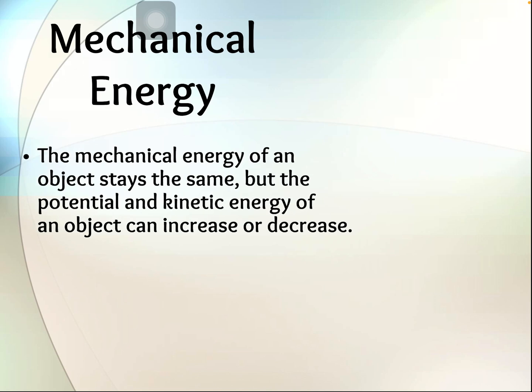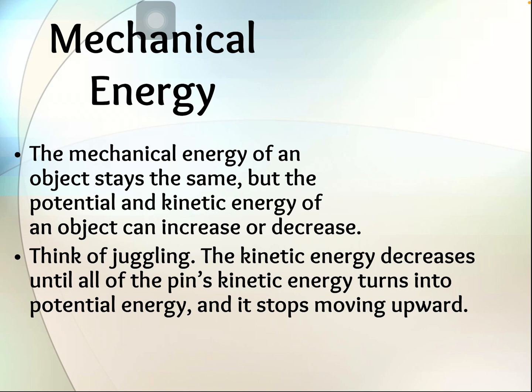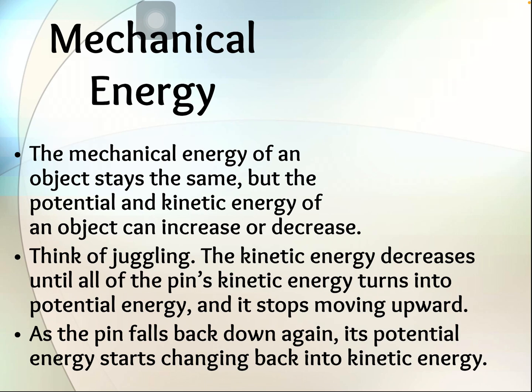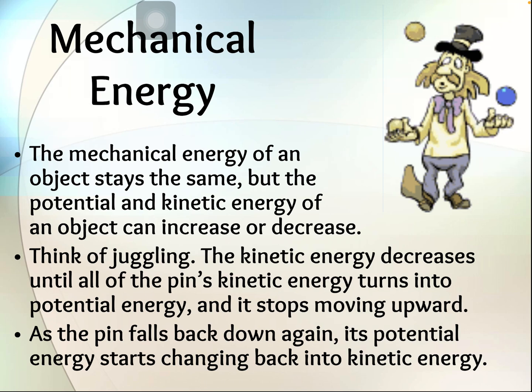The mechanical energy of an object stays the same, but the potential and kinetic energy of the object can increase or decrease. Again, we looked at this yesterday on the energy skate park. Think of juggling. Kinetic energy turns into potential energy and just stops moving. There's my guy juggling. As he throws the ball up in the air, if you follow his right hand, he gives the ball kinetic energy, throws it up, and as it goes up towards the top of his head, it starts to lose some of that kinetic energy, which turns into potential.